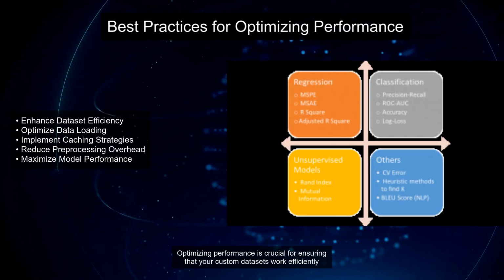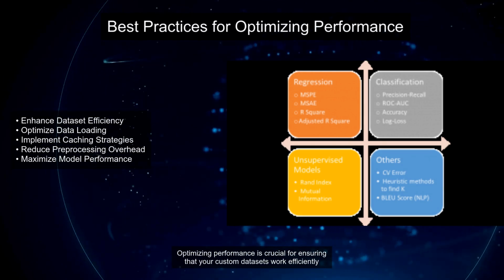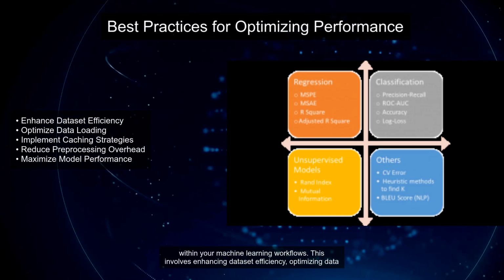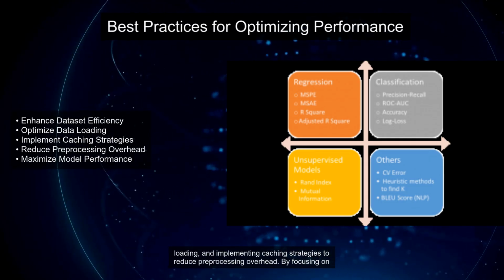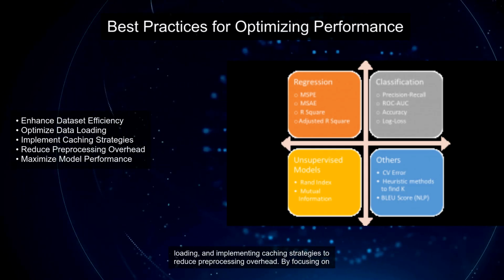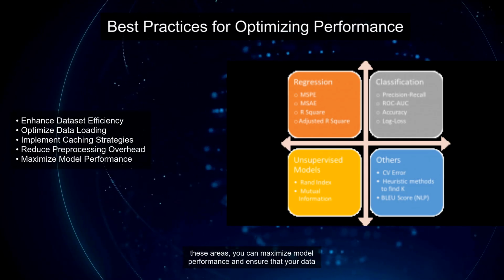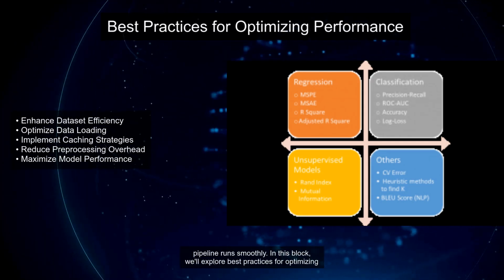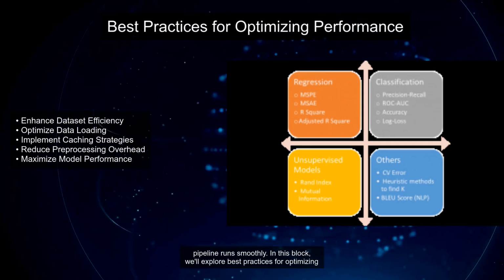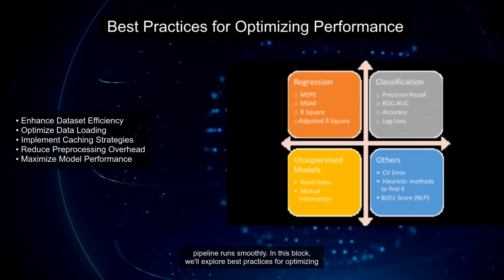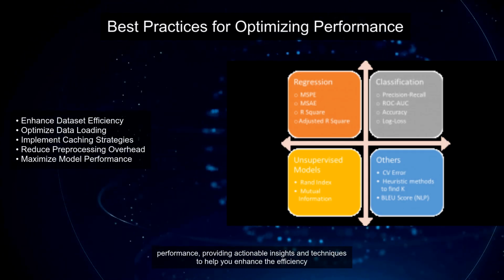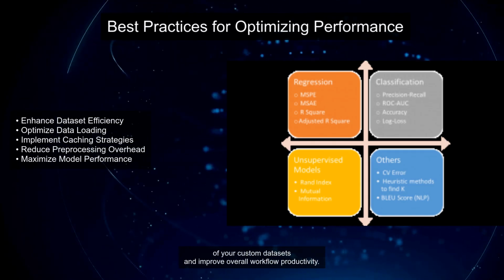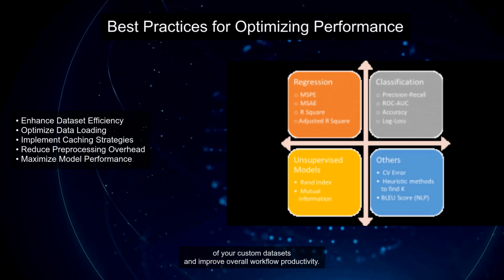Optimizing performance is crucial for ensuring that your custom datasets work efficiently within your machine learning workflows. This involves enhancing dataset efficiency, optimizing data loading, and implementing caching strategies to reduce pre-processing overhead. By focusing on these areas, you can maximize model performance and ensure that your data pipeline runs smoothly. In this block, we'll explore best practices for optimizing performance, providing actionable insights and techniques to help you enhance the efficiency of your custom datasets and improve overall workflow productivity.